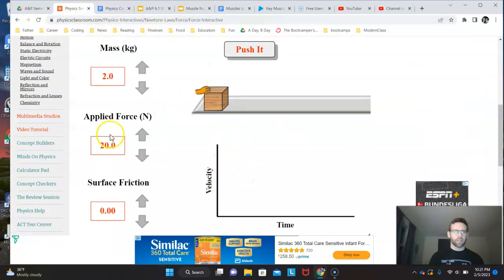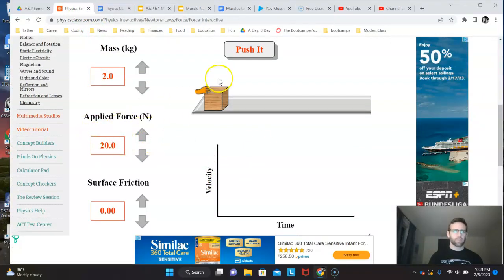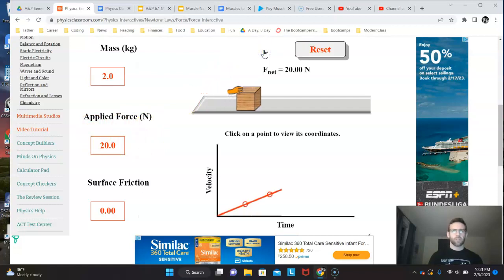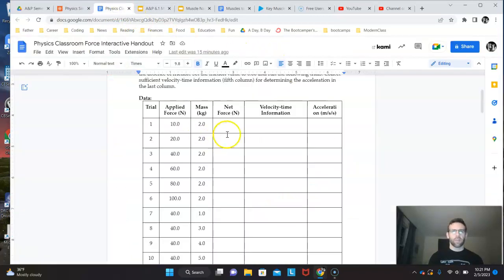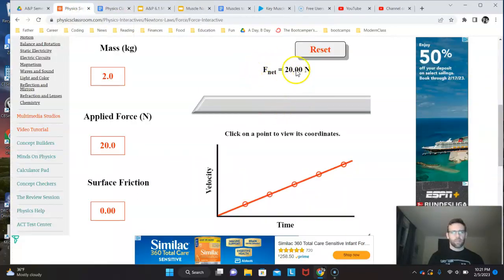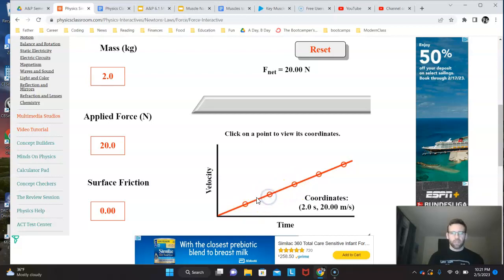All right, so let's just do one quick example here. Let's say I have a mass of 2 and an applied force of 20. If I push the object, so right here it tells you what the net force is. So when you are filling this out, you want to put that number in these boxes all the way down. All right, so it gives you that number right there. The other thing that you can look at is the velocity time graph. And what you can do is you can click on the different buttons and it'll tell you what is the velocity at any given moment.